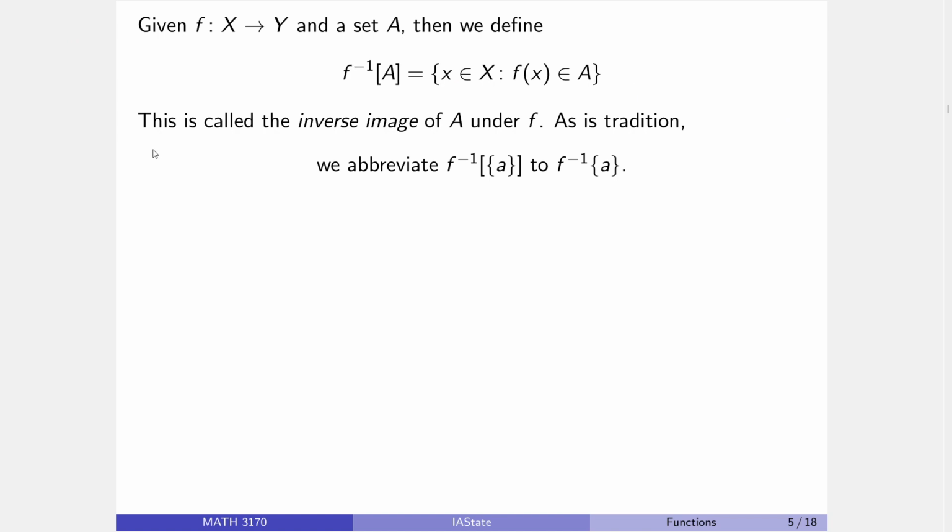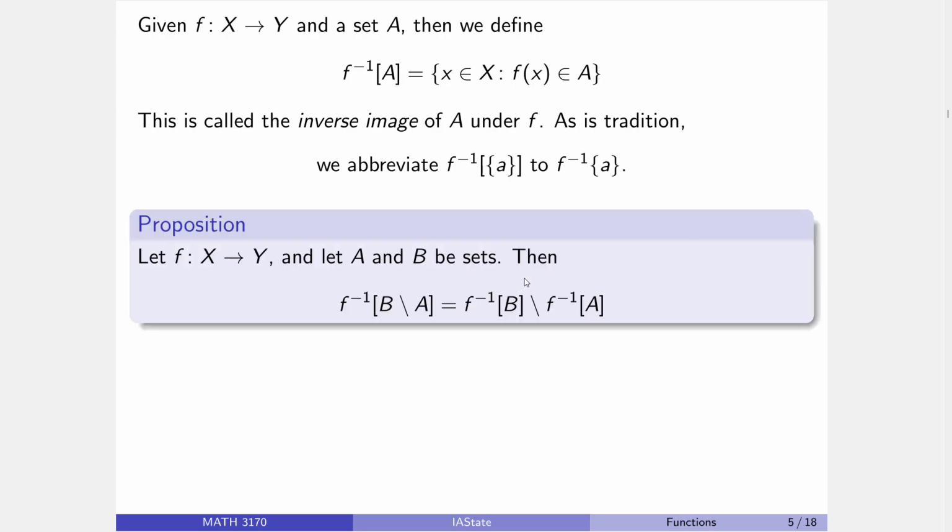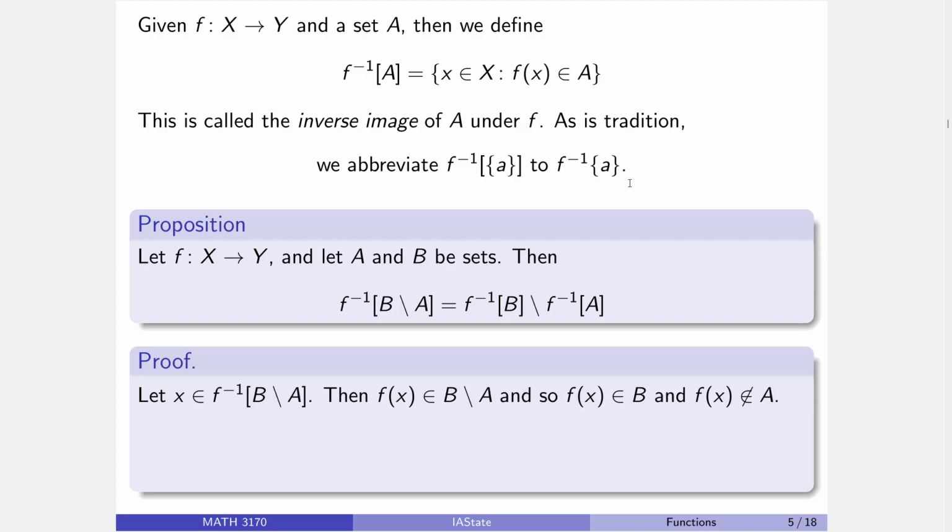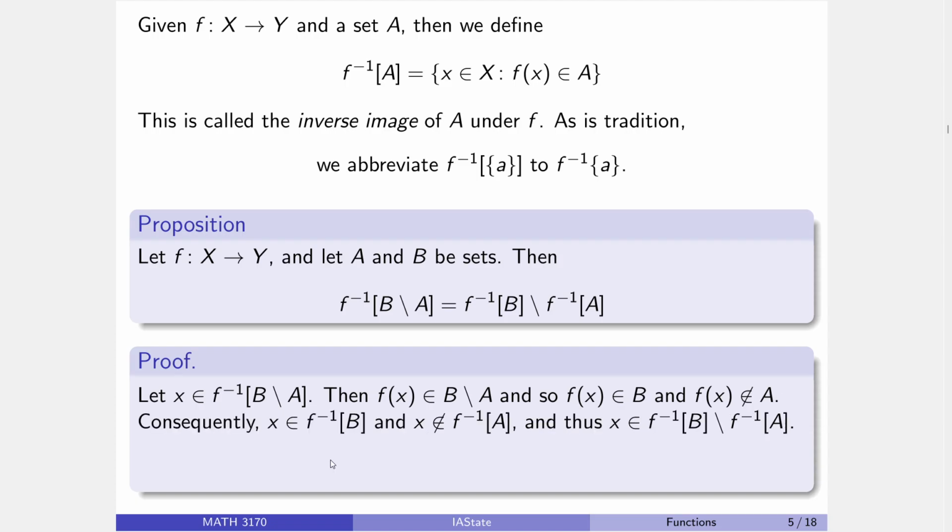All right. Again, we can prove a whole bunch of facts about how inverse images interact with sets. And for a quick proof, the inverse image of a set difference is the set difference of the inverse images. So if we pick an element in the inverse image of B minus A, that means f of x lands in B minus A, which means f of x lands in B and f of x does not land in A. So that means x has to be in the inverse image of B, and x can't be in the inverse image of A, because f of x did not land in A. So we're in this set and not in that set, which means you're in the set difference.